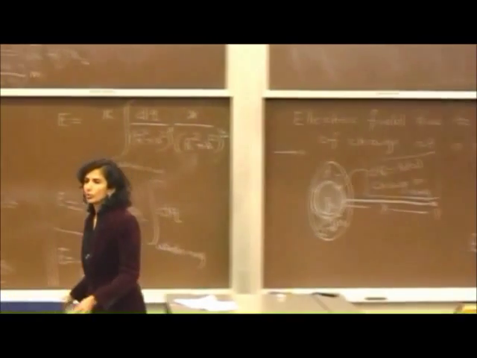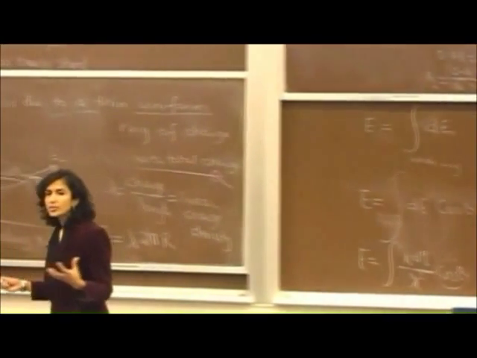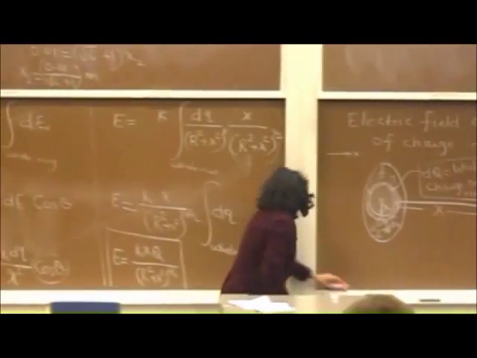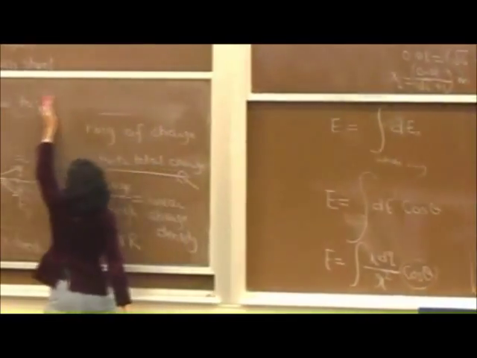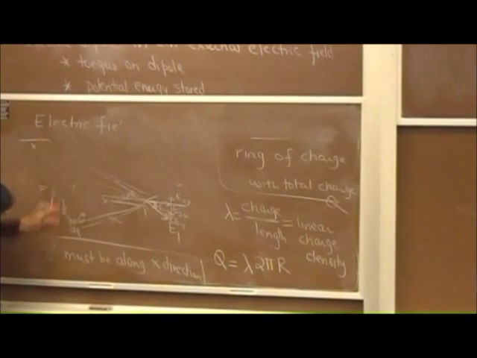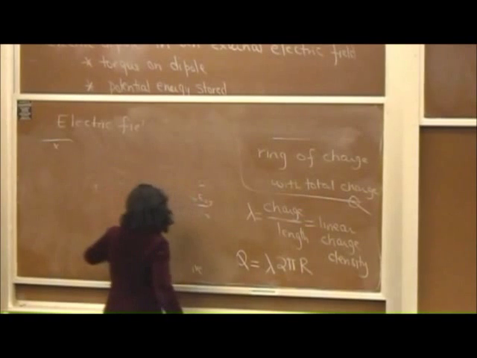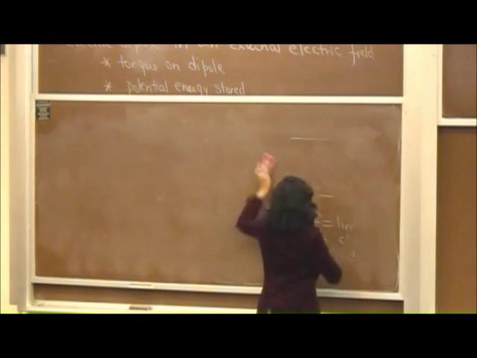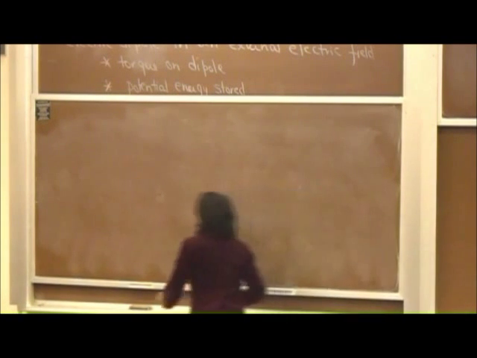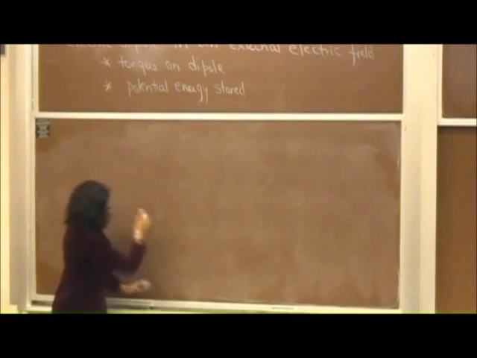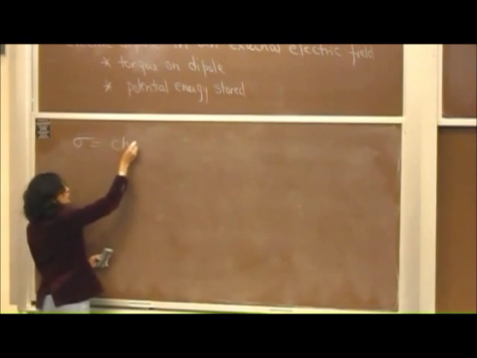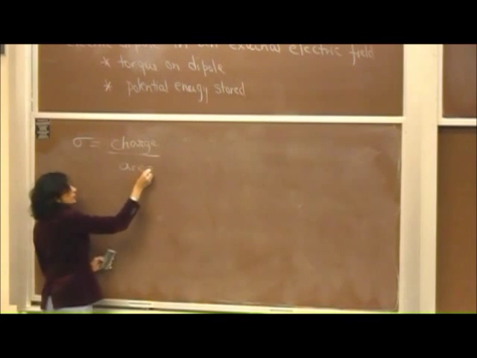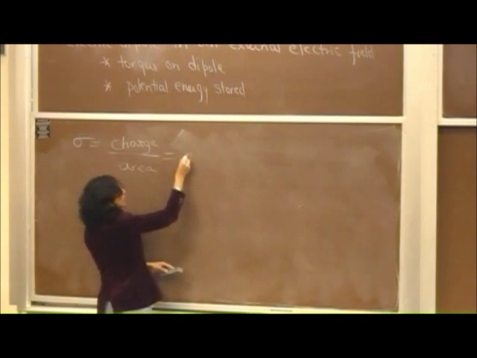Now, you know that dq, I want to write the dq in terms of what is called charge density. So we are going to define something called the charge density, or charge per unit length, sorry, charge per unit area in this case. So I'm going to define something called sigma, which is charge per unit area of the ring. It is also called charge density.